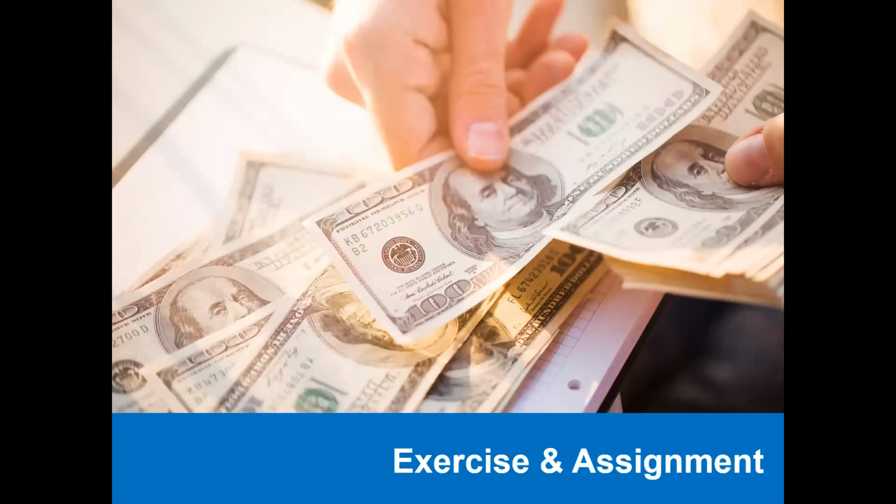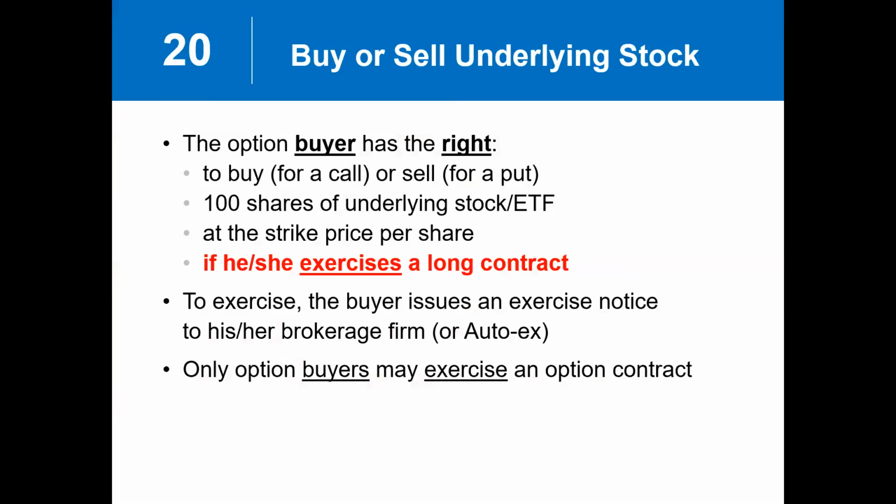So we talked about rights and obligations, and that leads us right into this whole idea of exercise and assignment. The buyer has the right to buy the underlying if it's a call, or to sell the underlying if it's a put, 100 shares of the underlying at the strike price if he or she exercises the long contract.